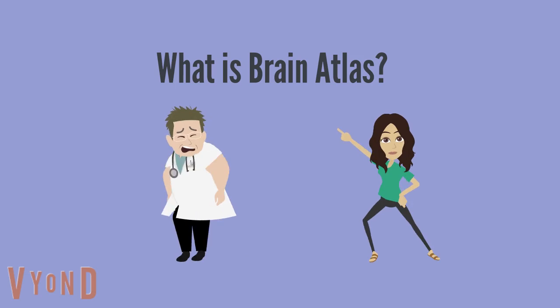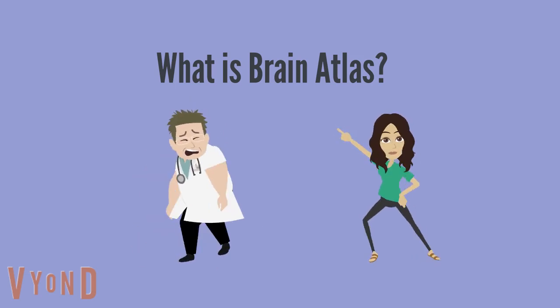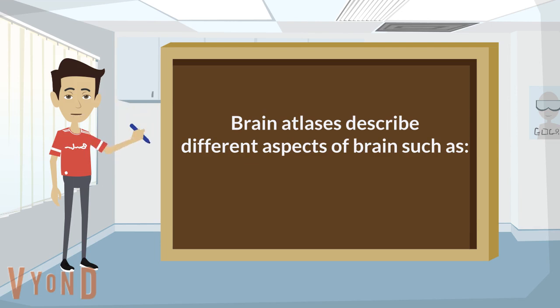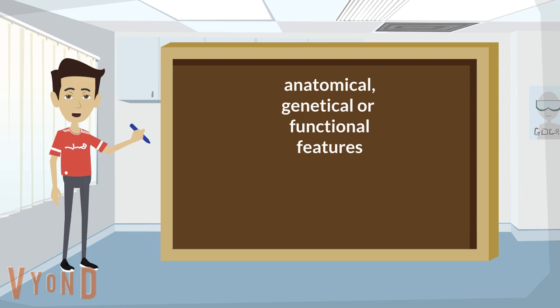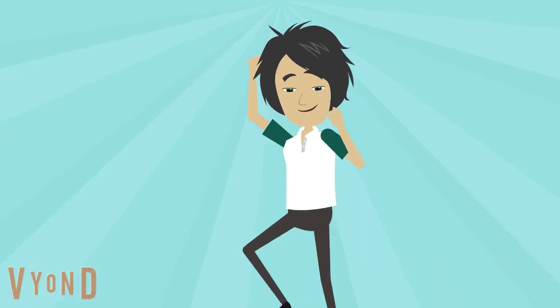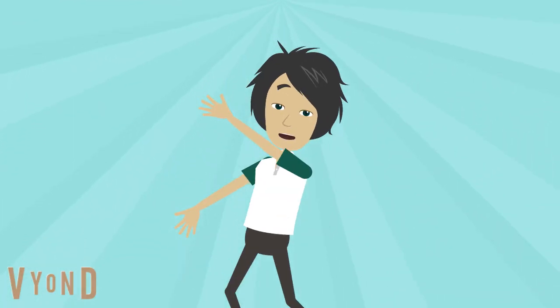That's easy. A brain atlas is a genetic geography of the brain composed of serial sections along different anatomical planes of the animal or human brain. Moreover, brain atlases describe different aspects of brain such as anatomical, genetical or functional features and their relationships after applying appropriate registration and warping strategies. That seems interesting and actual.